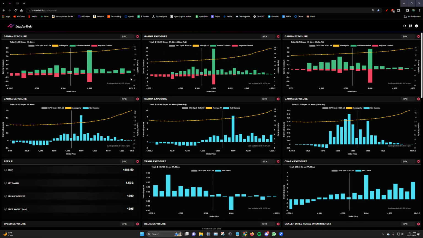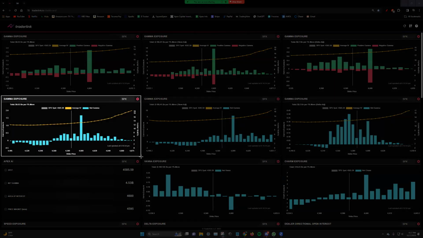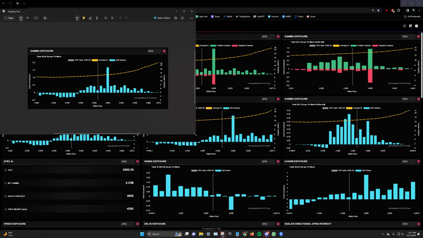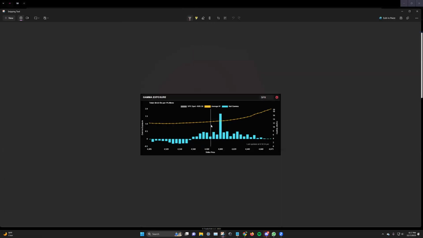So taking a look at this chart, what do we see? Right, this is a positive gamma exposure chart so far, right? So let's take a look at this. Let's enlarge this. Okay, maybe not too big. We'll leave it right here and then we'll drag it out this way. Okay, what do we see here?